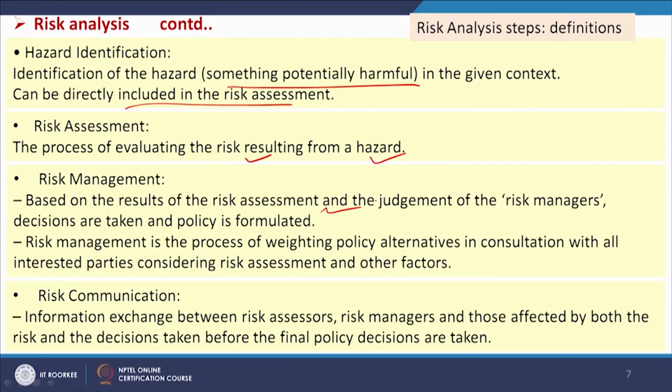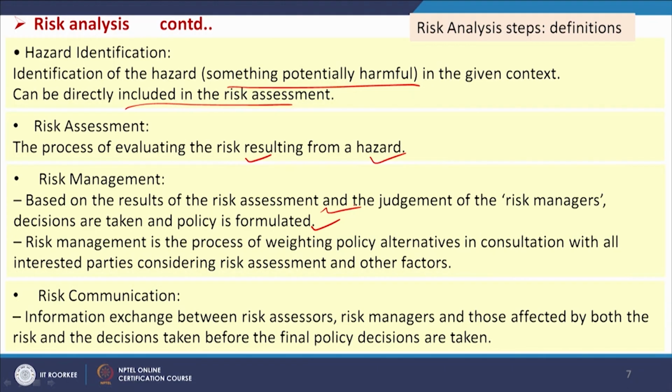First we will identify the hazards, what the hazard is. That hazard identification, and then that information, will be used for the risk assessment. Risk assessment is the process of evaluating the risk resulting from any sort of hazard, what the risk of it will be. And then risk management: based on the results of the risk assessment and the judgment of the risk managers, those experienced persons who have knowledge on this subject, they will assess it and take a decision, and then the policy will be formulated.